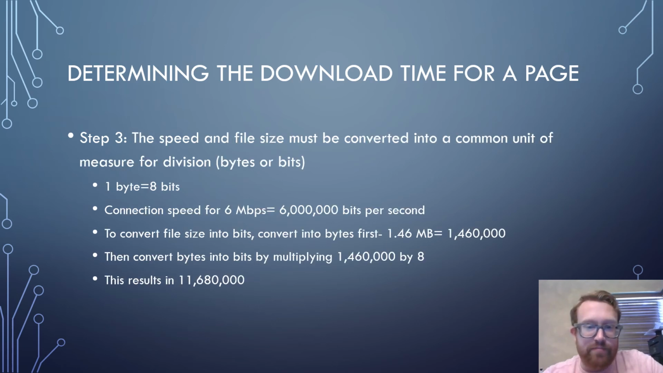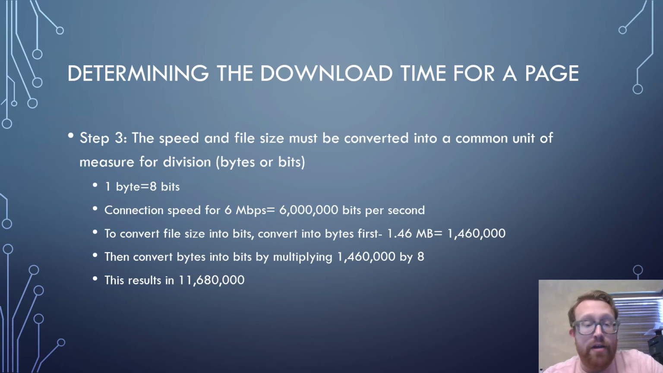All right. The speed and the file size must be converted into a common unit. For example, it needs to be in bytes or bits. That's why I kept saying megabits per second. Let's say, for example, and here's the main conversion that you need to know: 1 byte equals 8 bits.